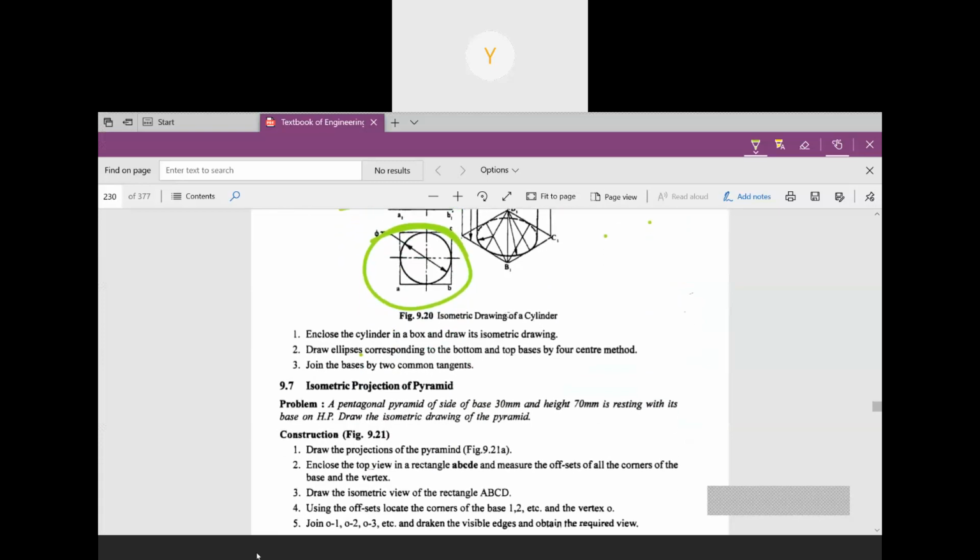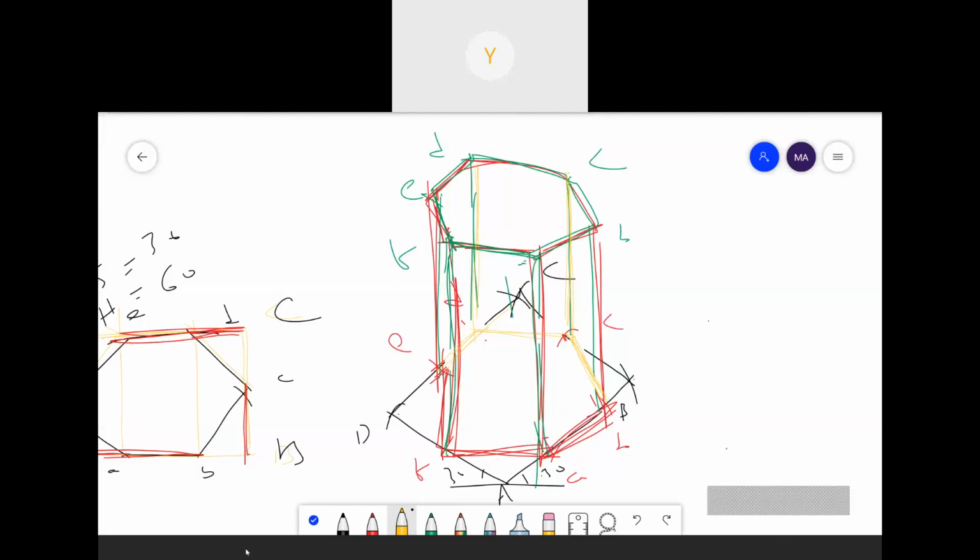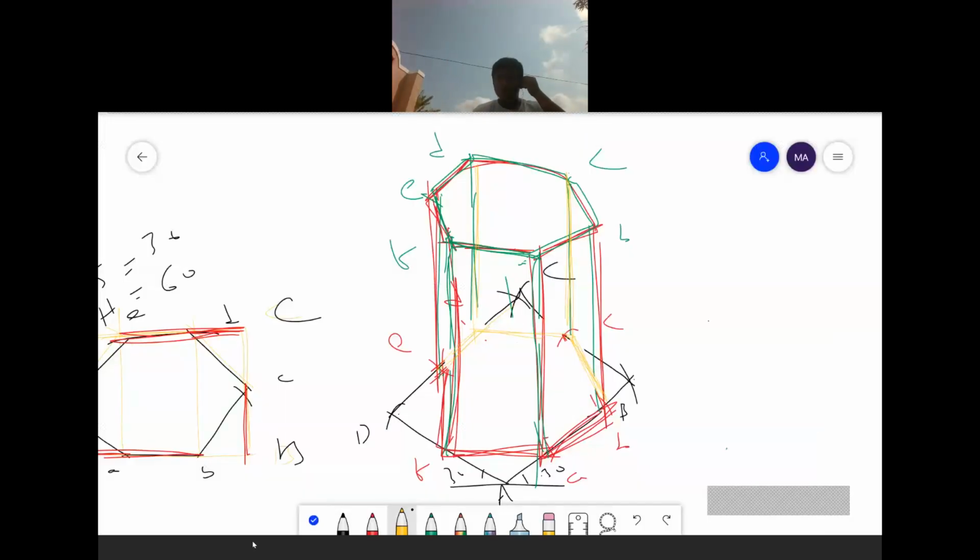Okay, next we are going to the next problem. Just draw it. I will give 5 minutes time. You can draw it in your notebook using your drawing instruments. Then we will go to the next problem, cylinder, isometric projection of a cylinder.